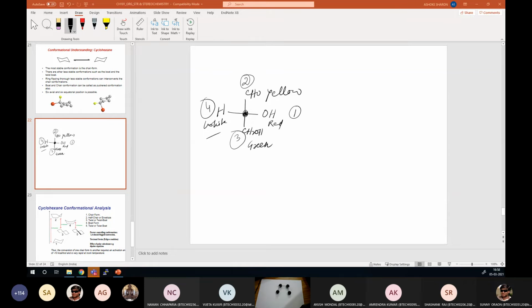This is another molecule you have. What is the name of this molecule? Can anyone tell me what is the name of this molecule? Good. So it's butane, and you have a total of 4 carbons. So basically this is butane.